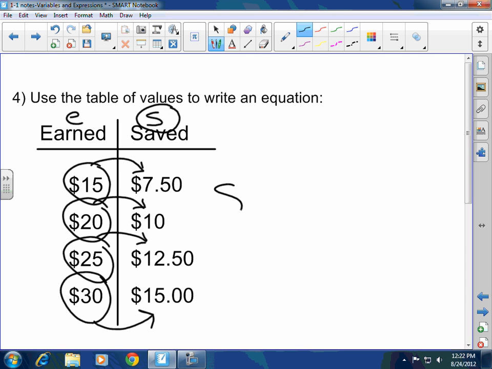Savings equals earnings divided by 2. Bam. Now if you plug in any of my earnings here, does that equation work? Does that make sense, guys? Are you seeing the rhythm here? You promised me. Okay? Let's do one last one.